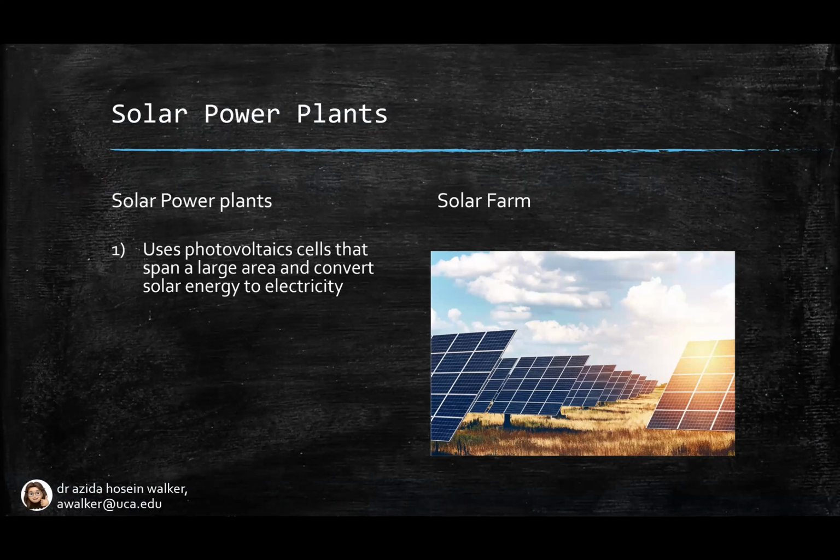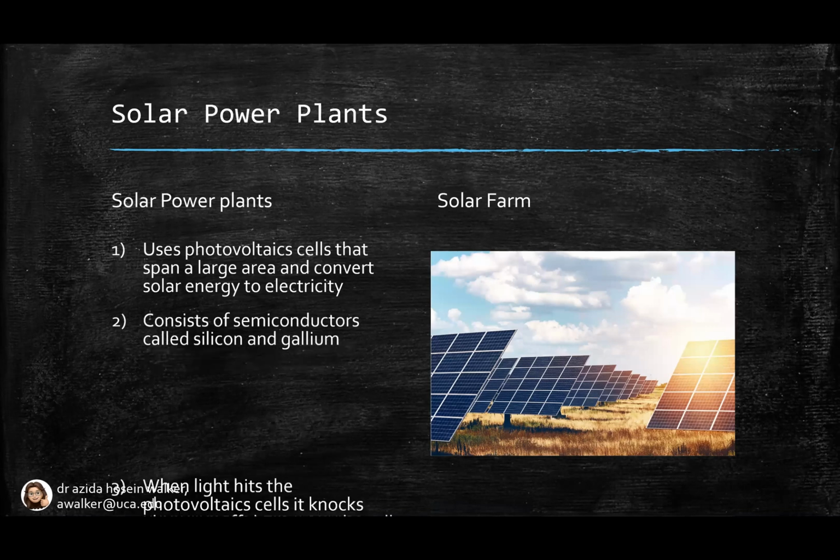Solar power plants use photovoltaic cells that span a large area, and these cells convert solar energy to electricity. As you can see in the picture, these cells are made up in panels, and the panels all point in a direction to maximize the exposure to the sun. And these panels have semiconductors such as silicon and gallium.